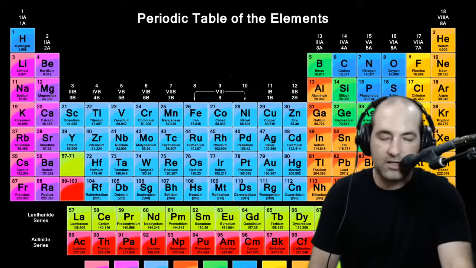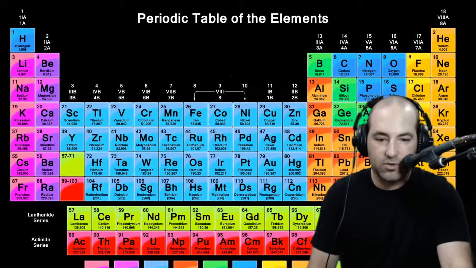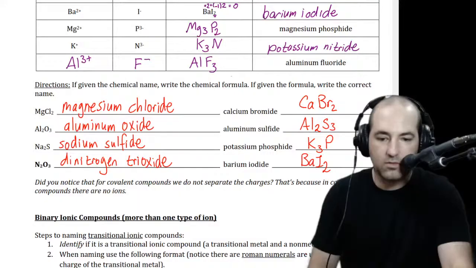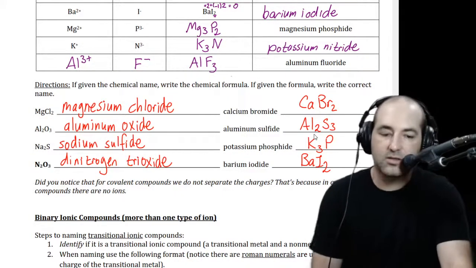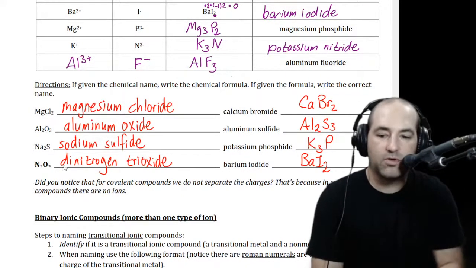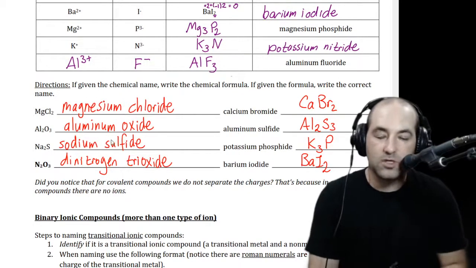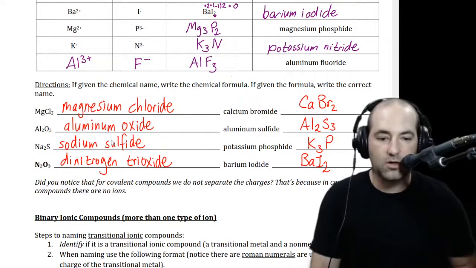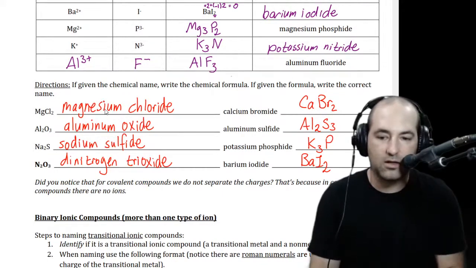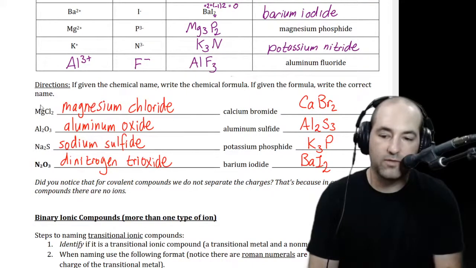If you're still working on them, that's fine. You don't have to do them super quickly, but just so we have time to talk about all the other stuff. Yeah, Daisy, that's correct. It's covalent, and so you need to have the prefixes. So that should be dinitrogen trioxide. The first three don't get any prefixes because those are all ionic. We've got metal, nonmetal, metal, nonmetal, metal, nonmetal. So no prefixes there.